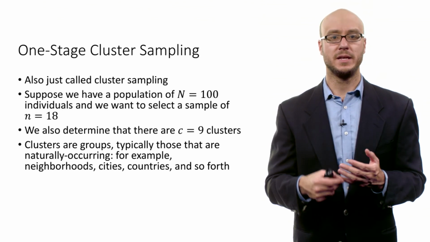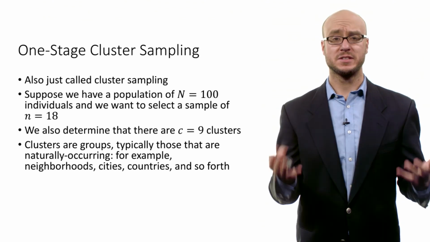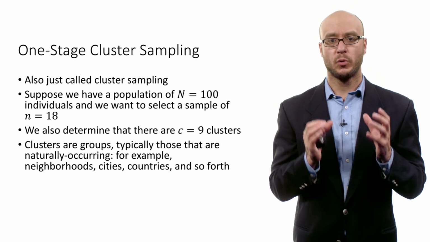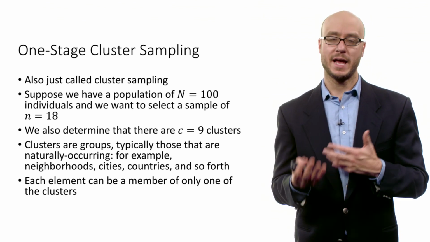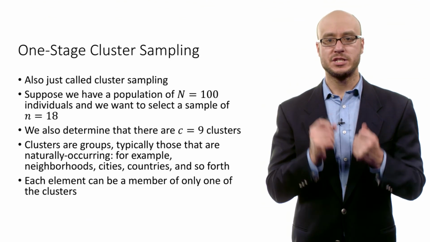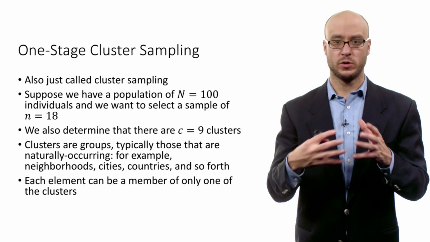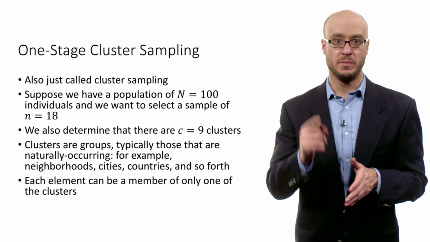So these clusters might be neighborhoods. You might look at different neighborhoods within a city. You might look at different cities. They might be different countries. They might be geographic boundaries. The point is that these are generally naturally occurring clusters. And again, as with strata, each element could be a member of only one of these clusters. So according to the sampling procedure, you can't be a member of Chicago and New York. You can only be a member of Chicago and not New York.